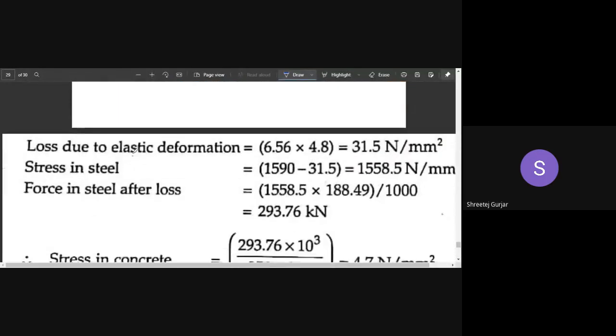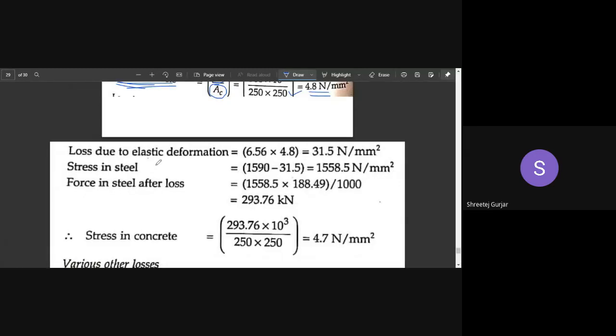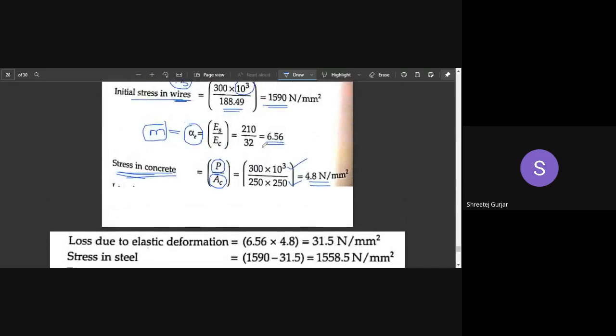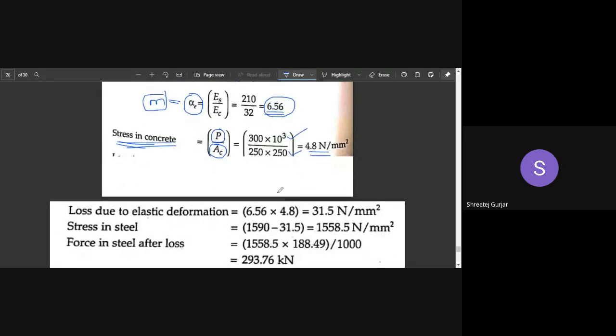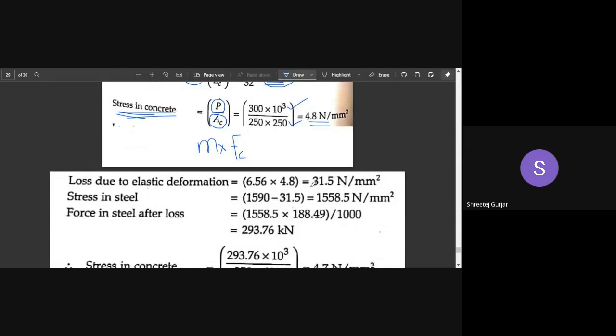Now we know due to elastic deformation, the modular ratio 6.56 is multiplied by 4.8. So what is this loss due to elastic deformation? I have told you it is M into FC. So M is 6.56 multiplied by 4.8. So we have got the loss due to elastic deformation as 31.5 Newton per mm square. Loss due to elastic deformation is done.